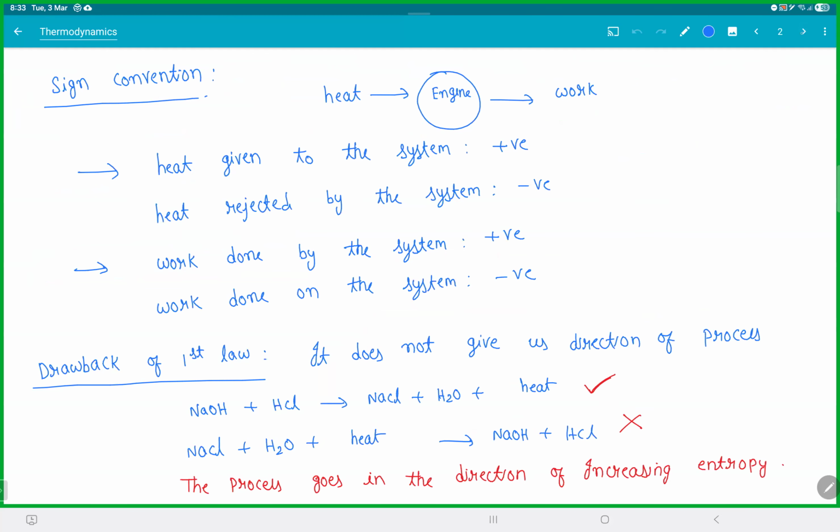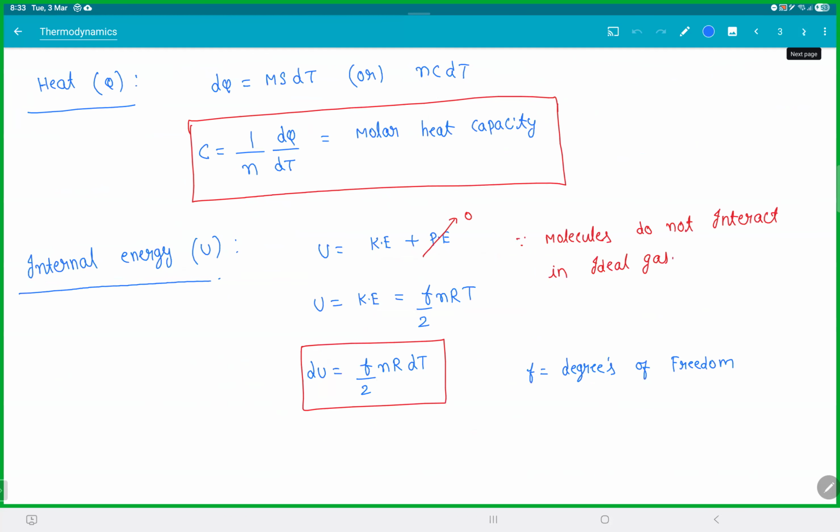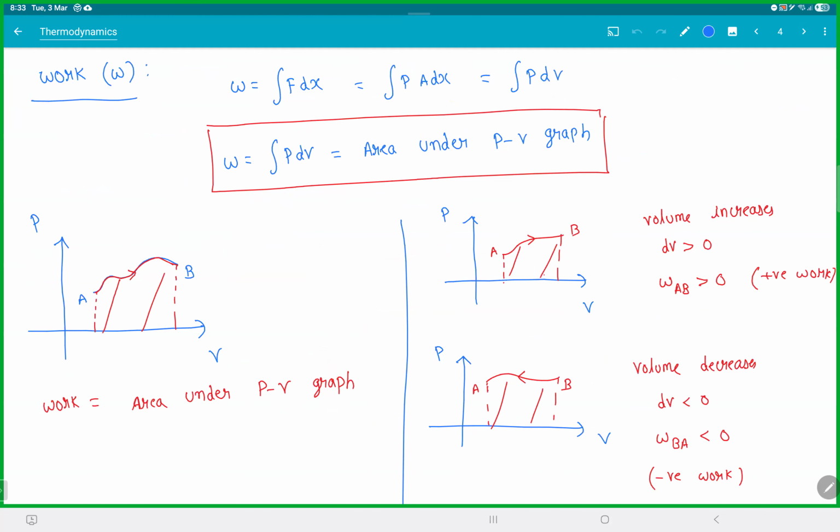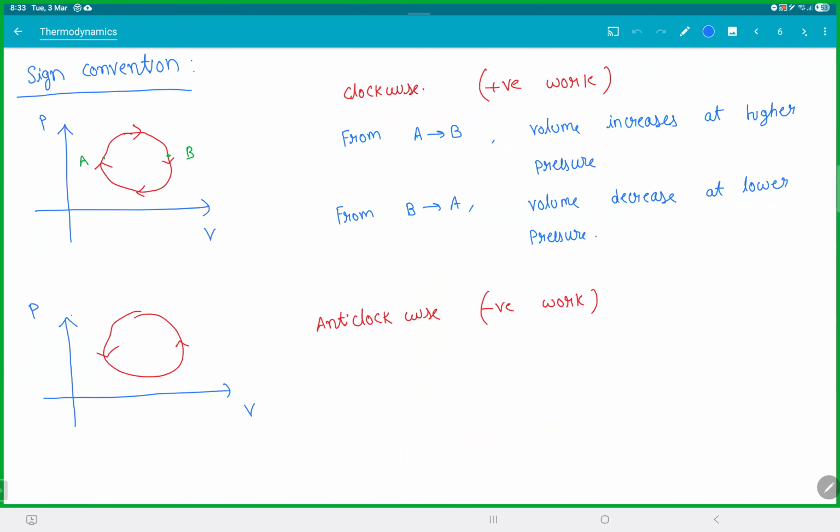And work done is what? It's the area under the PV graph. If you're going from left to right, it's positive work, and if you're going from right to left, it is negative. In a cyclic process, the area enclosed by the curve is the work done. Clockwise is positive work and anti-clockwise is negative work. So this was all the stuff that we did.